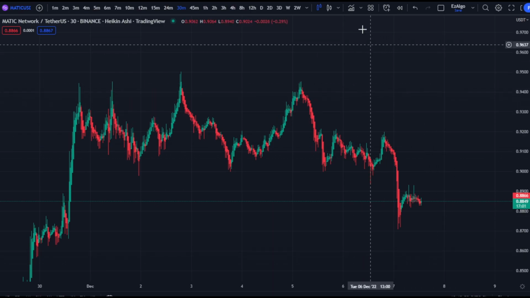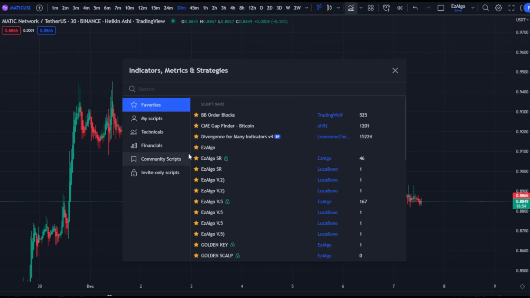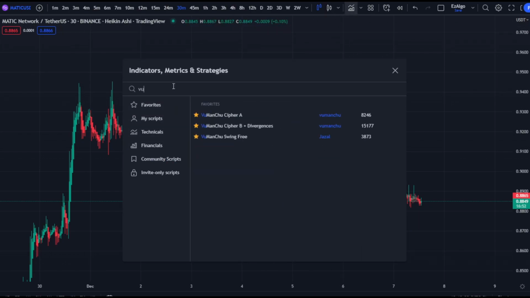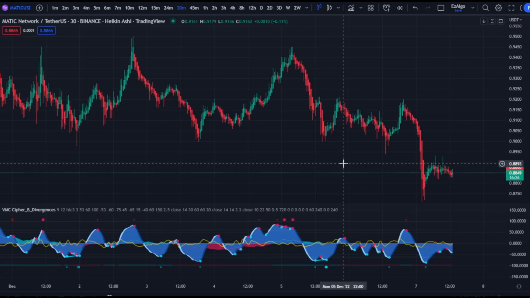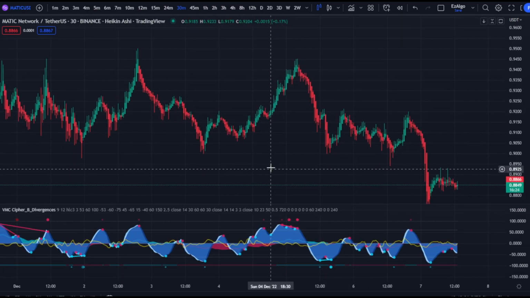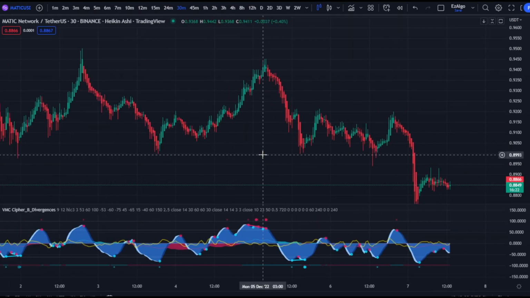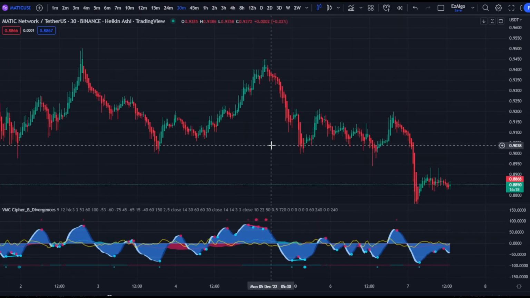So if you don't have VuManchu already, you're going to come up here to indicators, go down to community scripts, and this is actually a free indicator. All of these are free, so you don't have to worry about paying anything. And you'll see VuManchu Cipher B and divergences. You can use divergences on any time frame, by the way, but I do like to use divergences on like a 30-minute to 1 hour and above time frame because I feel like those play out the most.